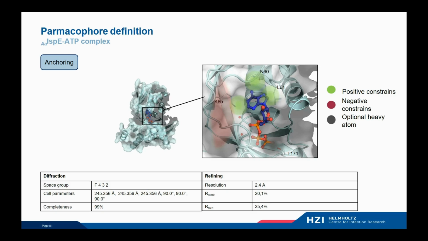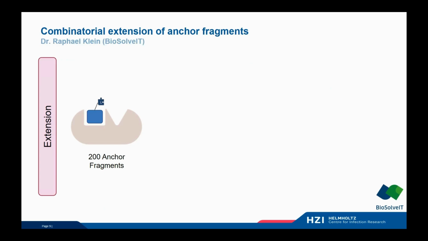A negative constraint not to have the poses solvent exposed, as Alex was mentioning before, and another optional constraint towards threonine 171 to possibly position a heavy atom there. For the extension part, considering that the data are not published yet, so please don't steal them, I cannot show you the structure and I cannot tell you much.